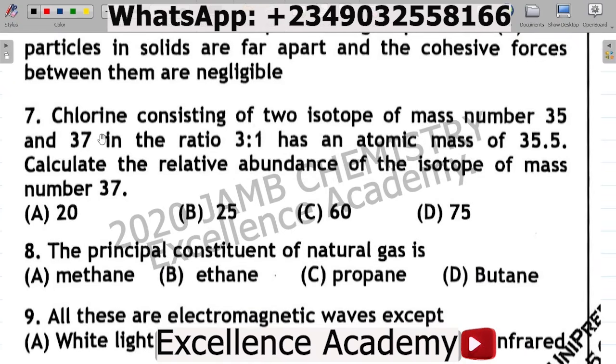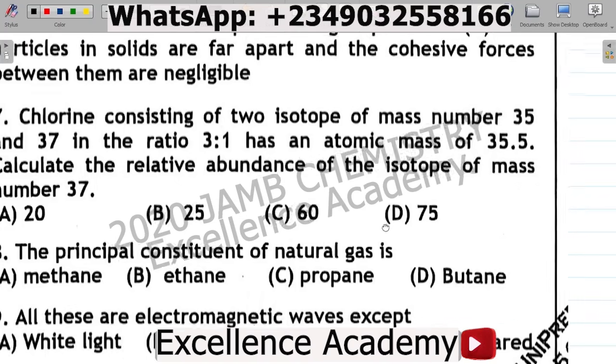Question number 7. Chlorine consists of two isotopes of mass number 35 and 37 in the ratio 3:1 and has an atomic mass of 35.5. Calculate the relative abundance of the isotope of mass number 37. A 20, B 25, C 60, D 75. So how do we solve this question?